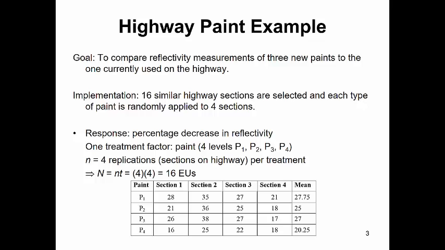Here the response is going to be the percentage decrease in reflectivity, and they're going to have 1 treatment factor, which is your paint. So we have the 4 levels of that.